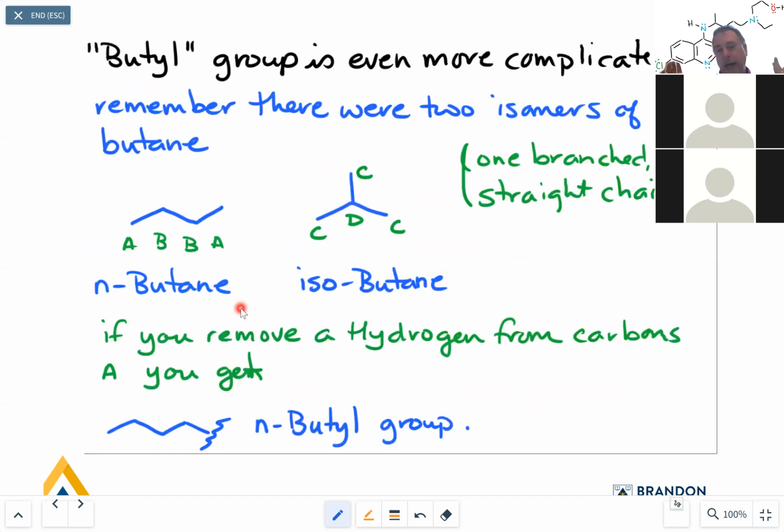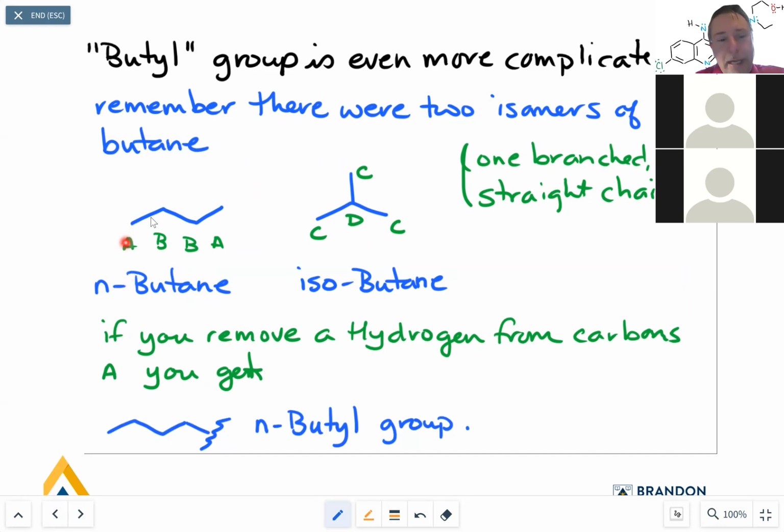Now, as you get more and more carbons, things are going to get more and more complicated, but it's going to stop at the butyl group. There are basically 4 different alkyl groups that can come out of the butyl group. One of them we're going to use all the time, and I'll tell you which one that is in a second. So remember, there are 2 different isomers of butane: n-butane, the straight chain one, and isobutane, the branched version.